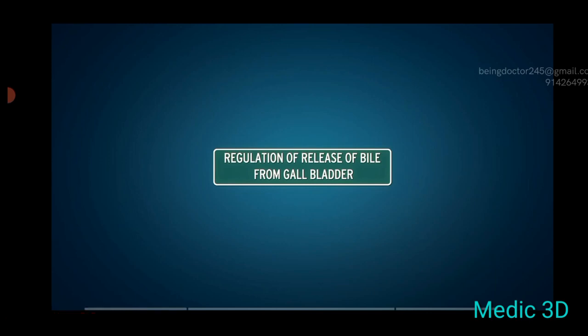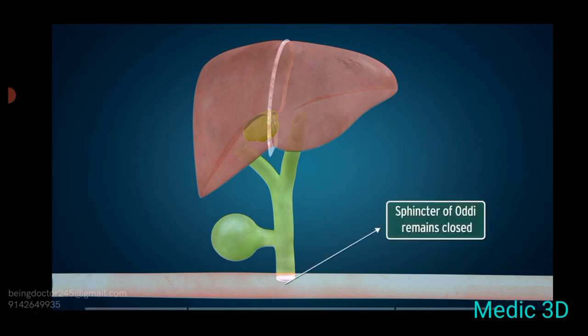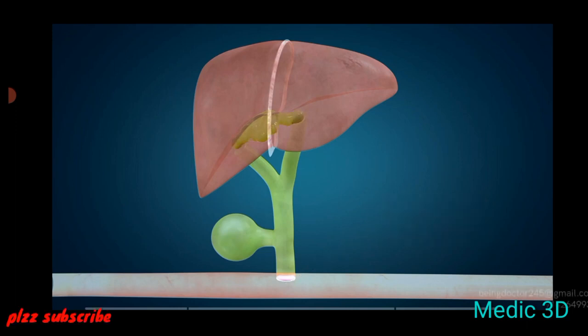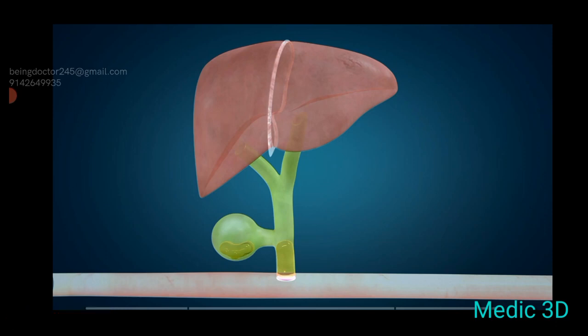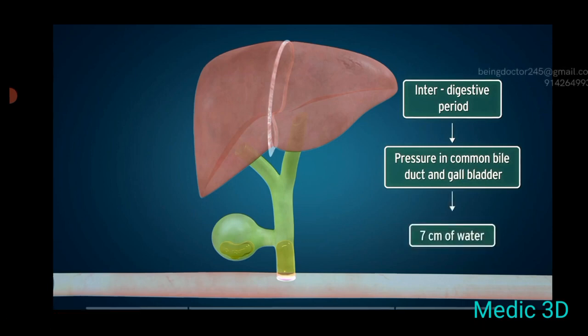Regulation of the release of bile from the gallbladder. The filling of the gallbladder by the bile is simply controlled by the pressure gradient. During the interdigestive period, the sphincter of Oddi remains closed. As bile is secreted continuously, it gets accumulated in the common bile duct. When the pressure of bile in the common bile duct rises, it forces its way through the cystic duct into the gallbladder. During the interdigestive period, the pressure in the common bile duct and gallbladder reaches 7 cm of water.